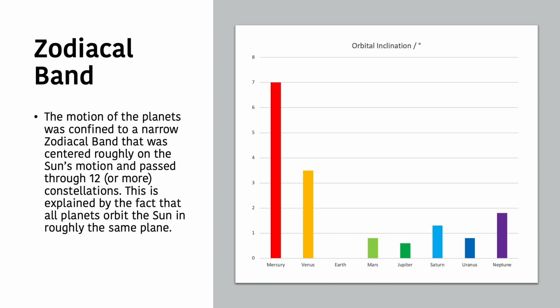And the small values of orbital inclination, as we can see on these graphs, they don't really go much higher than 8, confine the planets to the narrow zodiacal band in the sky, which is centered on the ecliptic. Now, just so you know, orbital inclination is the angle between the plane of a planet's orbit and the plane of the Earth's orbit, or the ecliptic, around the sun.